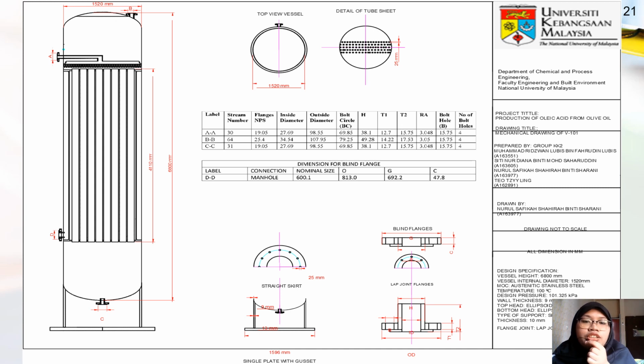For the mechanical drawing, this is the drawing that has been drawn in AutoCAD, where in the drawing there is the top view of the vessel, skirt, and the flange, as well as the standard dimension for the flange. And on the left hand side, there is the design specification for the mechanical drawing.